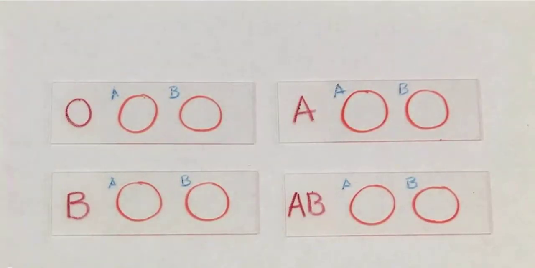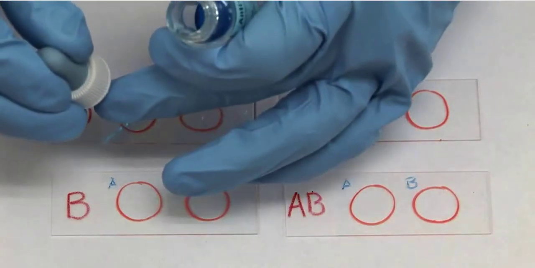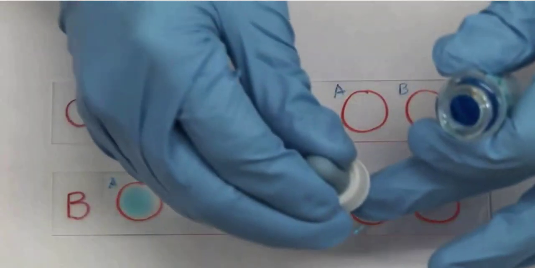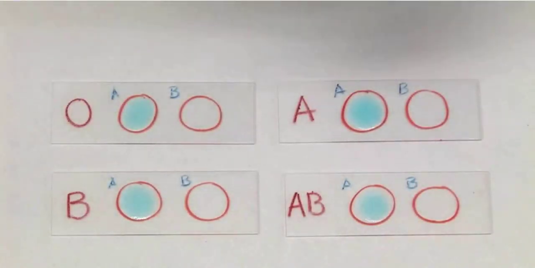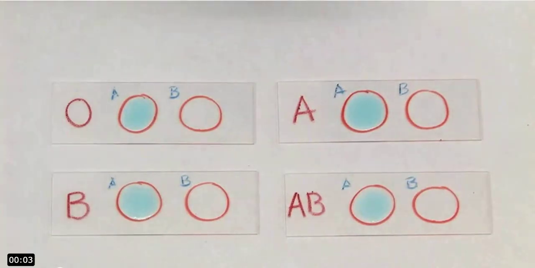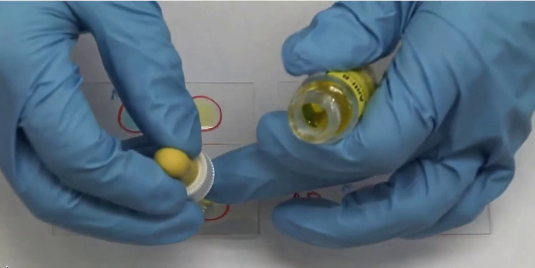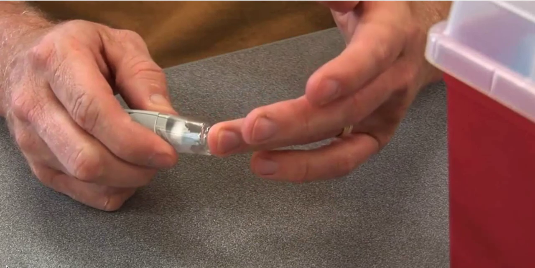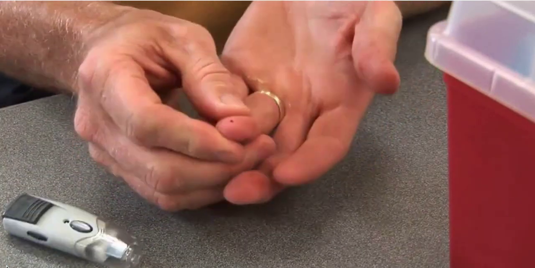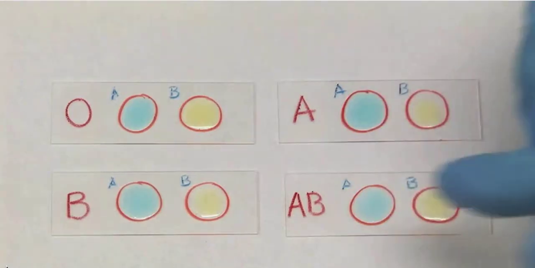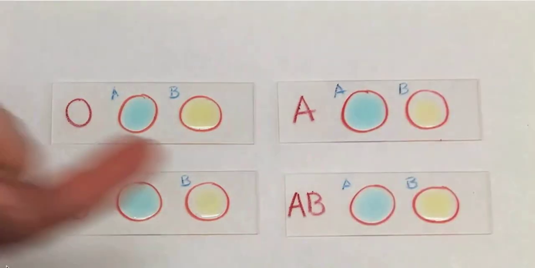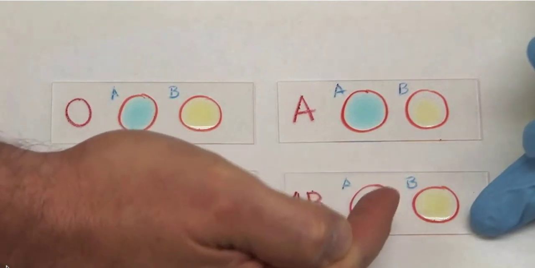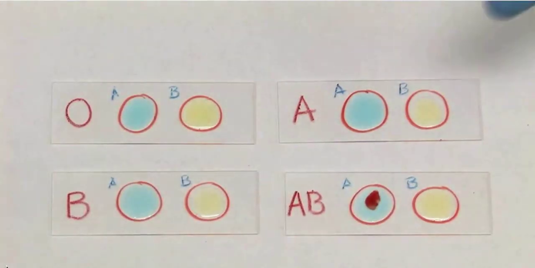Alright, so first we will add the antiserum for type A to all 4 slides. We put 1 drop in each of the appropriately labeled circles. And then we add the antiserum for type B, 1 drop per circle. If our first subject would stick his finger, please. And put 1 drop into the antiserum for A. That's good. Now stick your other finger and 1 drop into antiserum for B.